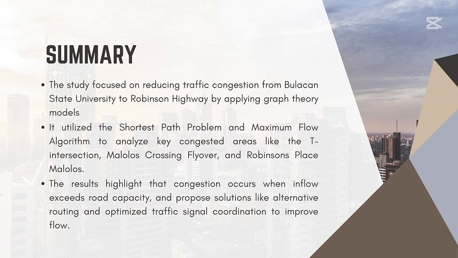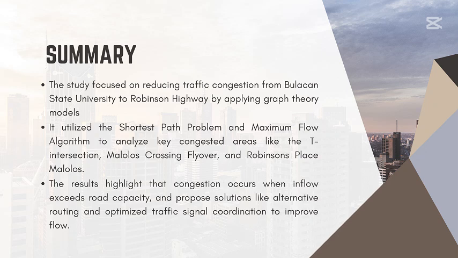For the summary, for the first bullet, the study focused on reducing traffic congestion from Bulacan State University to Robinson Highway by applying graph theory models. This indicates that it used graph theory as a framework to model and analyze the traffic flow within this urban corridor. By treating roads and intersections as a network of nodes and edges, the study provided a structured approach to understanding and improving traffic movement.